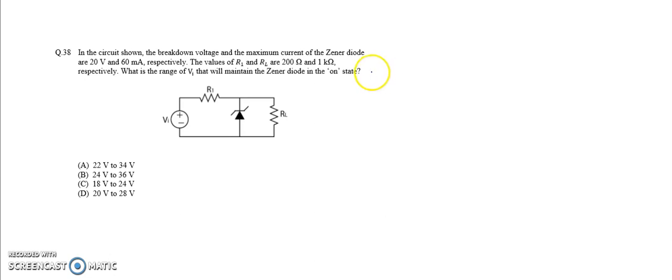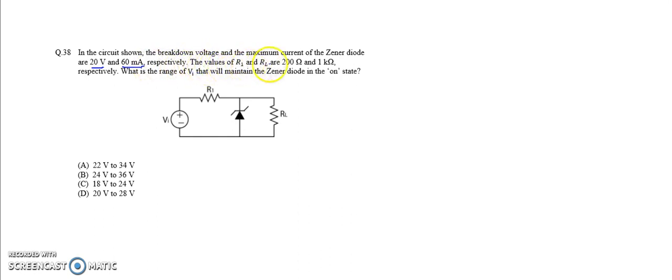In this video, we are going to see this problem, which is a GATE 2019 problem. Look at this question. In this circuit shown, the breakdown voltage and maximum current of the Zener diode are 20 volts and 60 milliamperes. Here 20 volts is the VZ, that is the breakdown voltage of the Zener diode, and 60 milliamperes is the maximum current of the Zener diode.